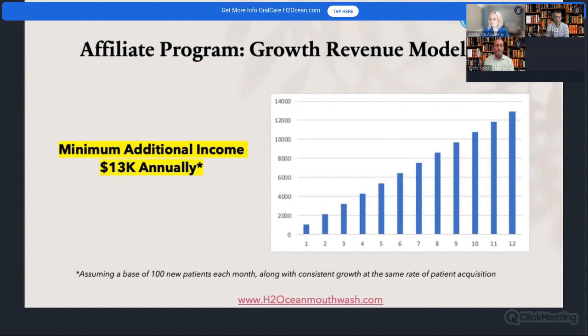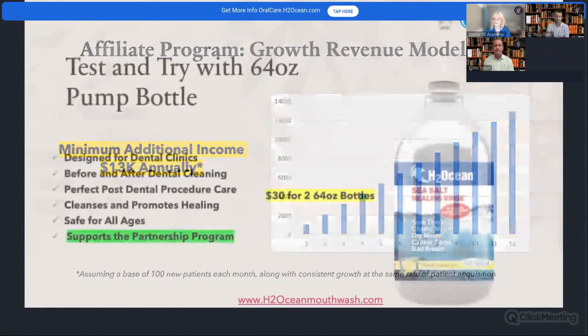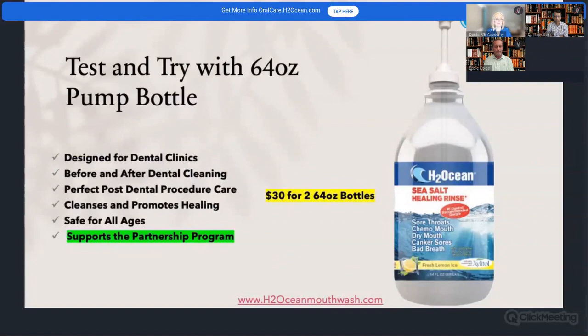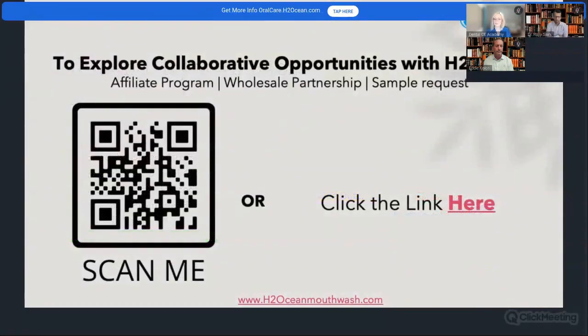But assuming they might have other people in their family that like using this mouthwash. We have the test and try with the 64-ounce pump bottle. This is designed for the dental offices. In each clinic room, you can have one of these bottles for your pre and post procedures. This will allow your patients to get used to the product that you're referring. Start using natural sea salt healing rinse instead of the chemical competition that is out there in the market that contain dyes and alcohol and other harmful added ingredients.